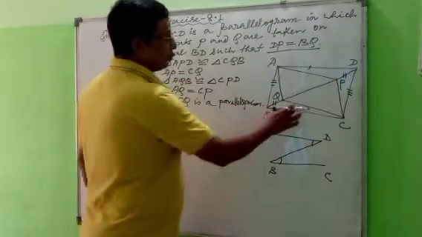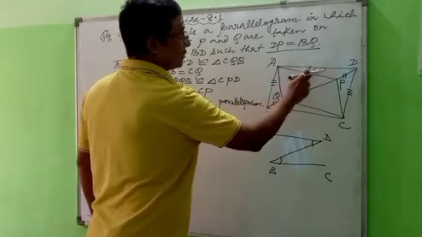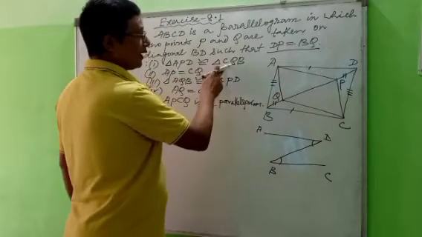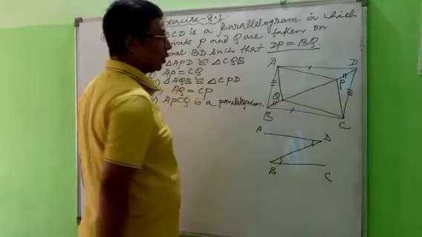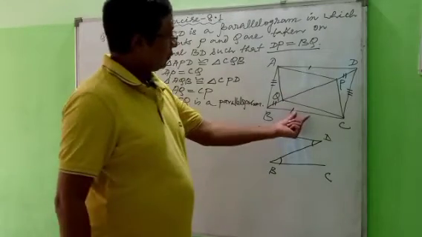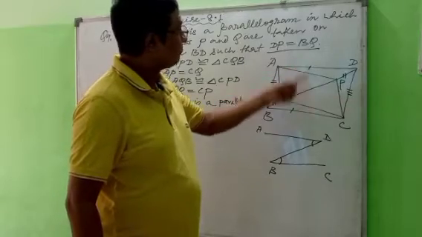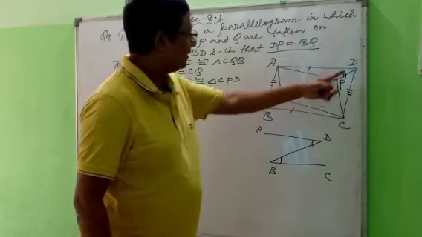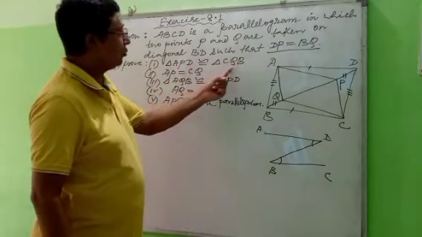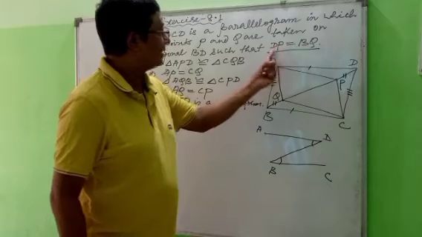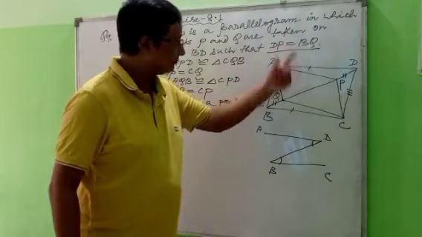Now in these two triangles, triangle ABD and triangle CQB, you will get their corresponding parts. BC equals AD, because they are the opposite sides of the parallelogram, and DB equals BQ, that one is given.